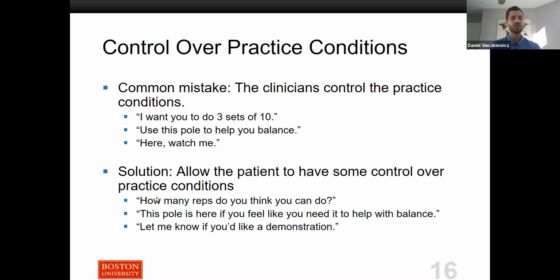Or during a balance exercise, this pole is here if you feel like you need it to help with balance. So it's up to the patient whether or not they decide to use that pole for balance. Let me know if you'd like a demonstration. Some patients may not feel like they need a demonstration. Why should we jump in right away and provide that? So let me know if you'd like a demonstration rather than demonstrating right away.